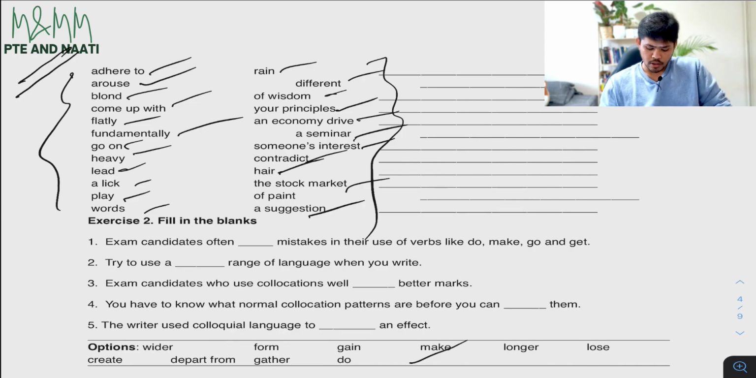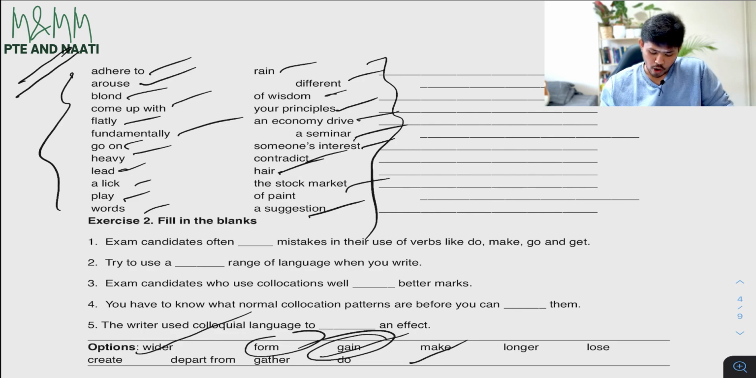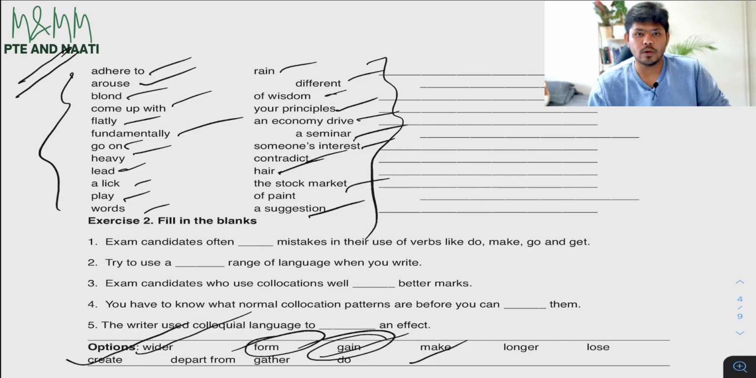First one, often make mistakes. Try to use a wider. Exam candidates who use collocations well gain better marks. Third one, exam candidates who use collocations well to gain better marks. Fourth, you have to know what normal collocation patterns are before you can form them. The writer used colloquial language to create an effect. All right. So these are the ones that will be the correct answer.